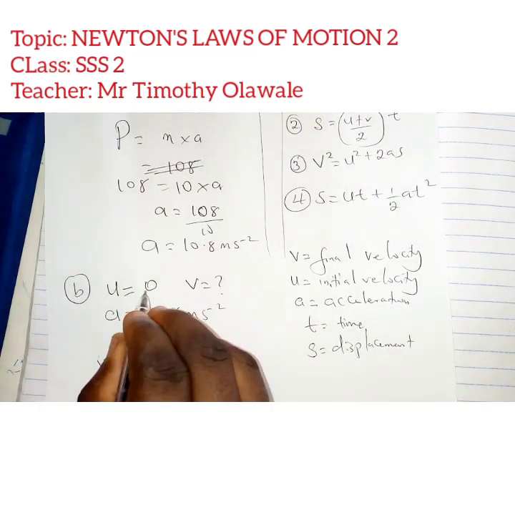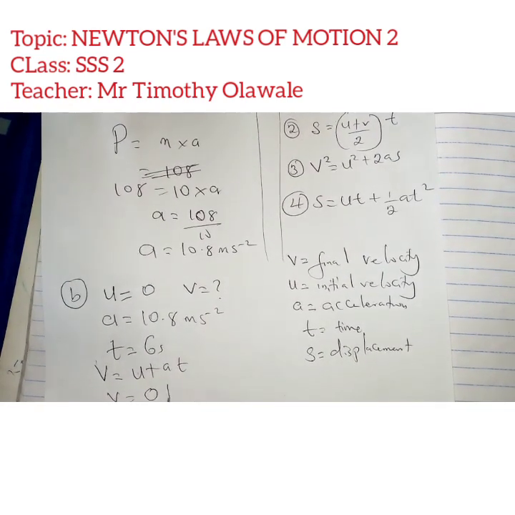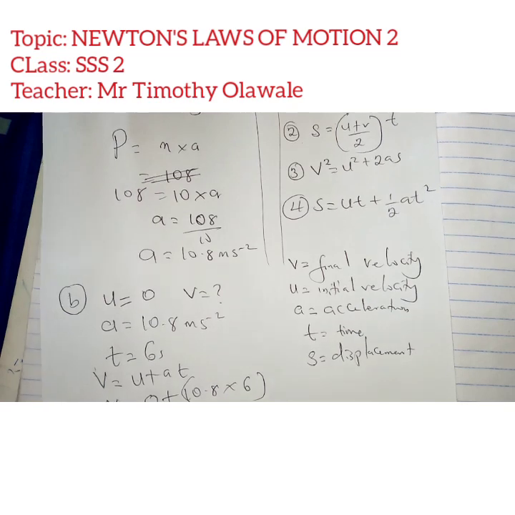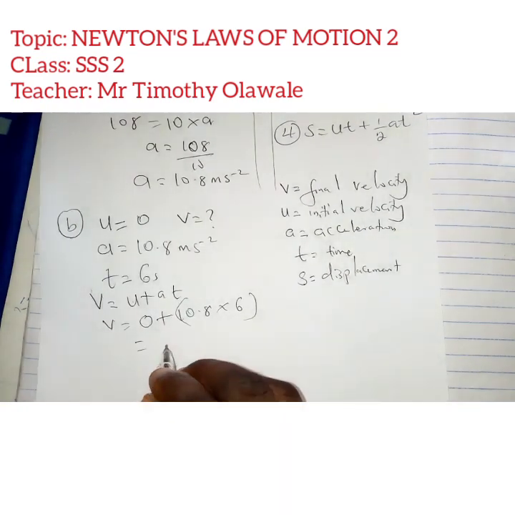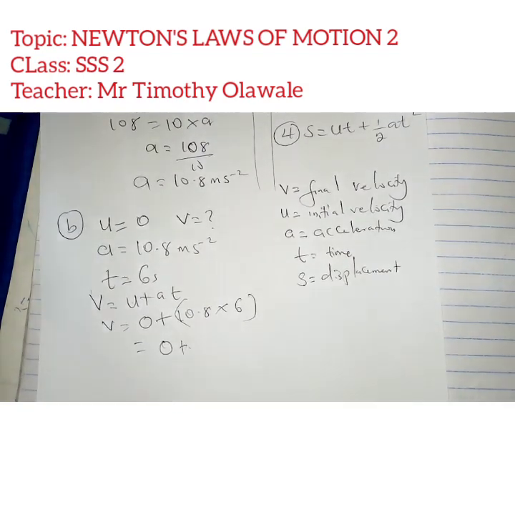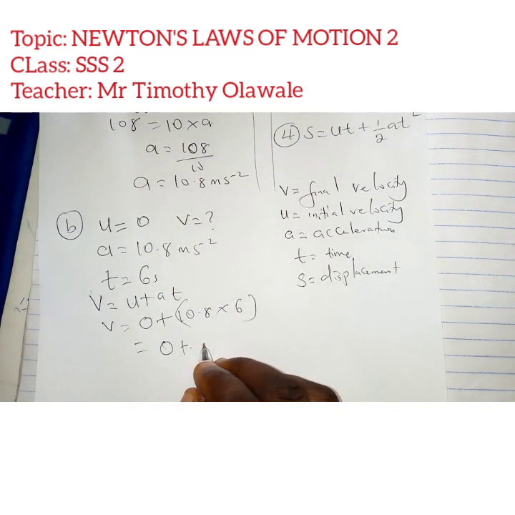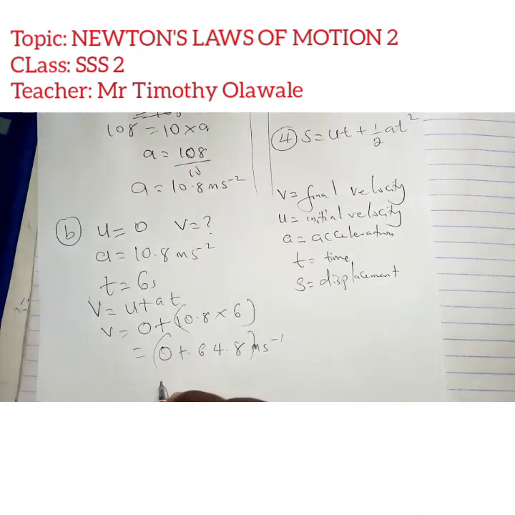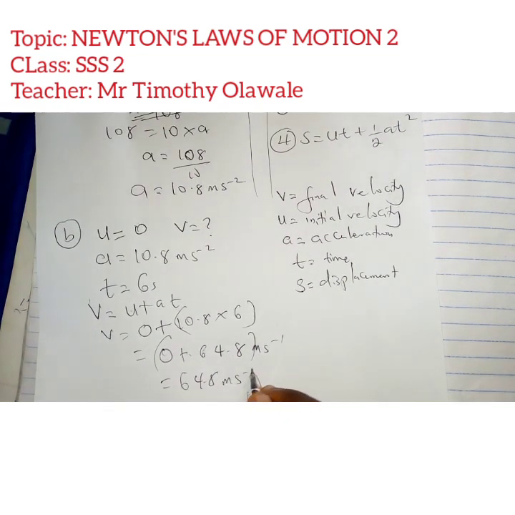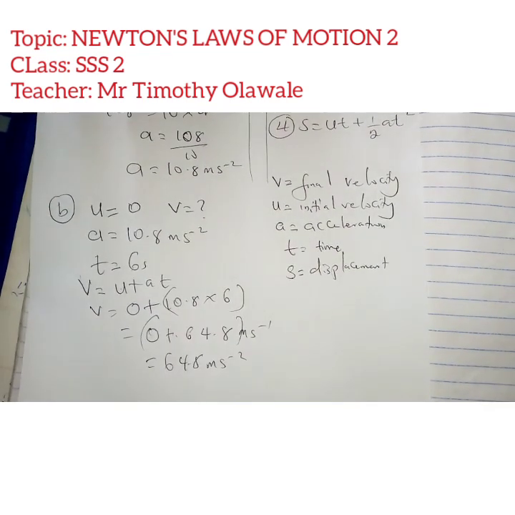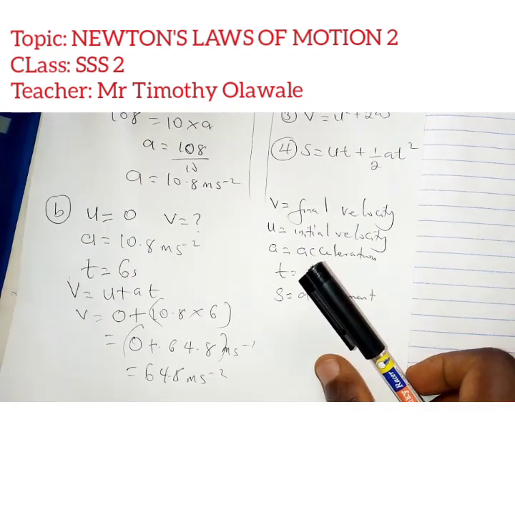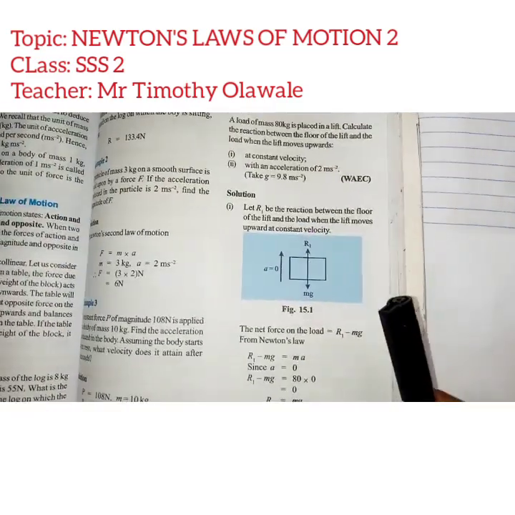So our V will be, U is what? 0. Our A is 10.8 times our T is what? 6. So now pay attention to that. We have 0 plus 10.8 times 6. Check it out. We have 0 plus 64.8 meters per second. That will be 64.8 meters per second. So that gives us the final velocity. Is that clear?